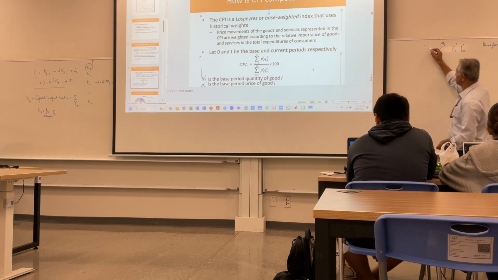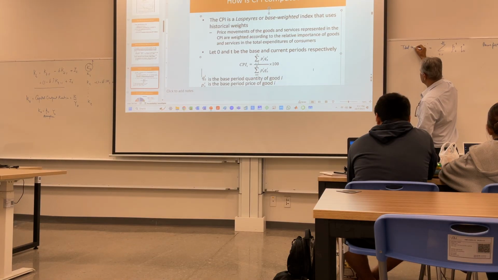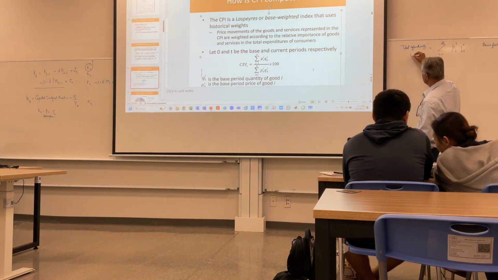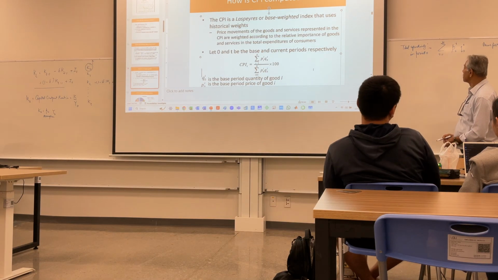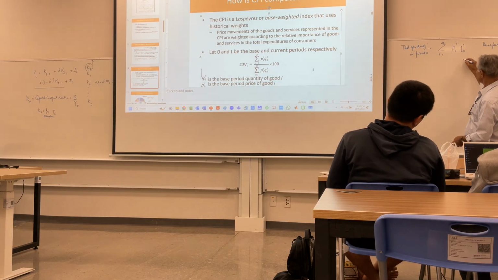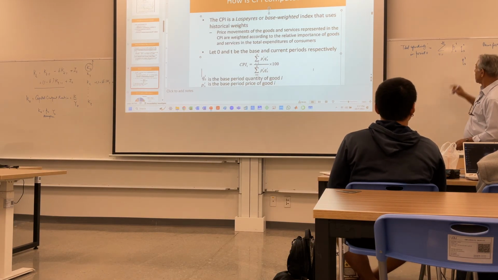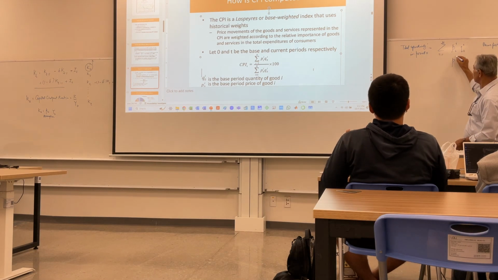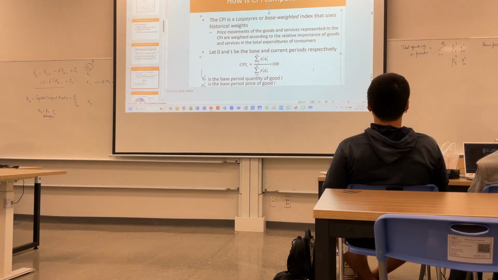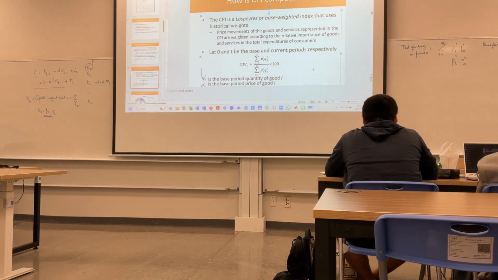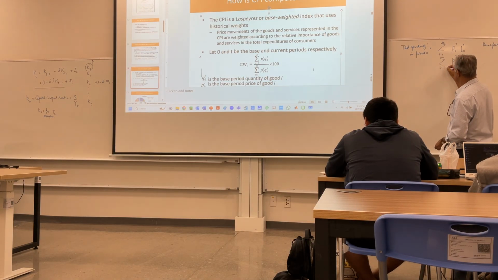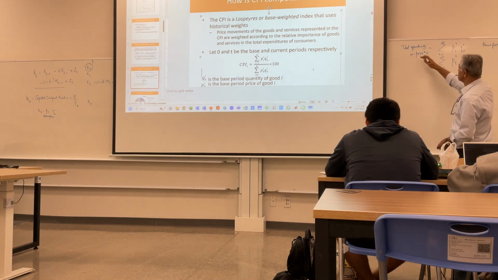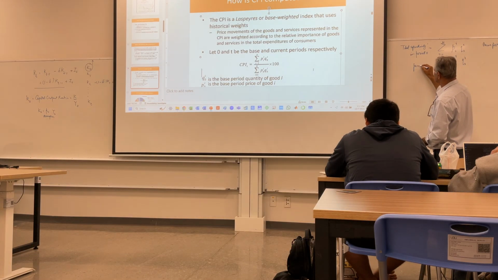So what is this? This is your total spending in period 0. And what is the numerator? The numerator keeps the quantities the same as the base period, but takes the price in time period t, which is different from the base time period. So this is the base time period, and this is time period t, and it sums it all up. So this is the total spending in period t.